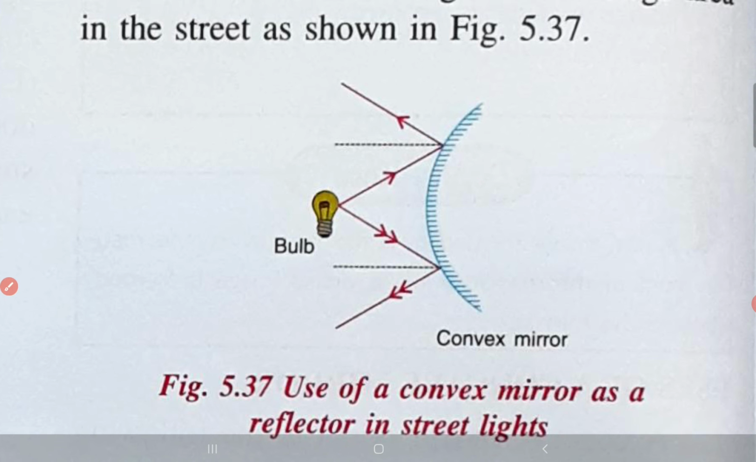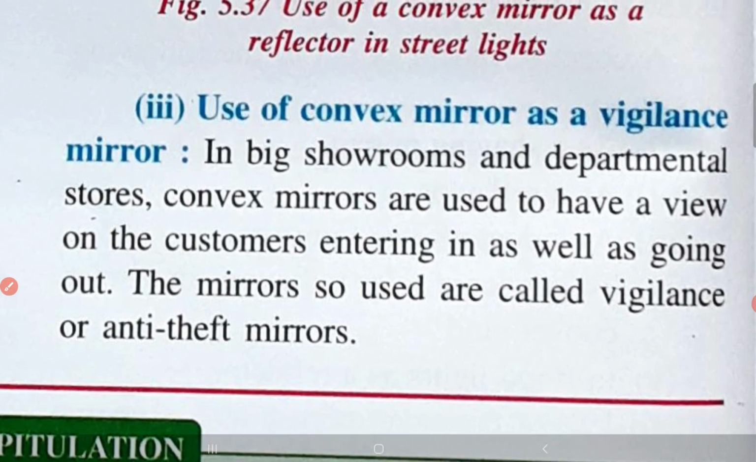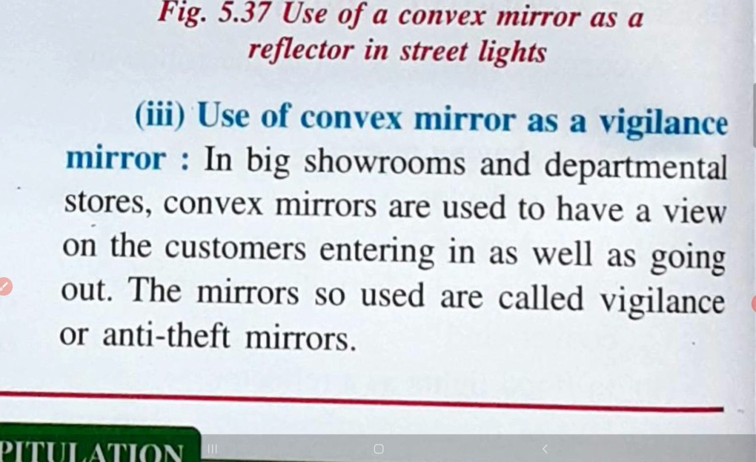Now coming to the last point of this chapter, that is the use of convex mirror as a vigilance mirror. Big showrooms and departmental stores nowadays use CCTV cameras. Before the invention of CCTV cameras, or when they were very costly, people used convex mirrors to keep a view on the customers entering as well as going out. The mirrors so used are called vigilance or anti-theft mirrors.